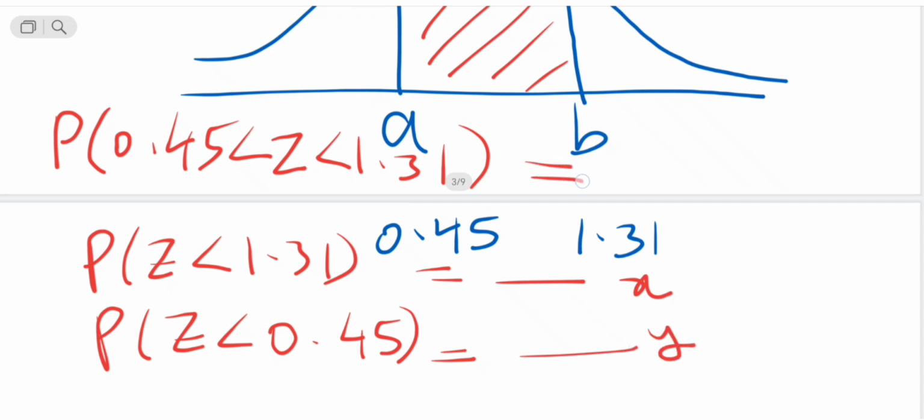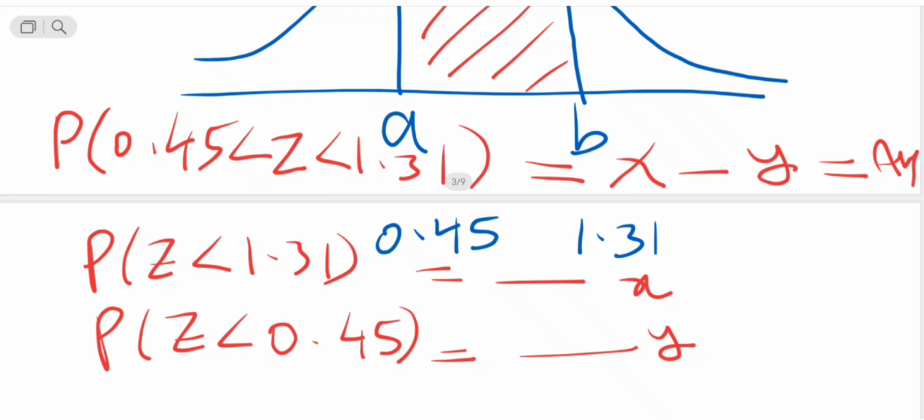So this is, for example, x, and this is y. The answer will be the big one minus the small one. 1.31 is bigger than 0.45, right? So 1.31 is the bigger z, and that will be x. So you will do x minus y, where y is the probability of z less than 0.45. Whatever the values in the table of z, you write them here and subtract for the answer.